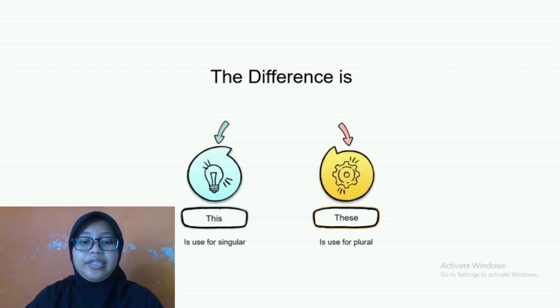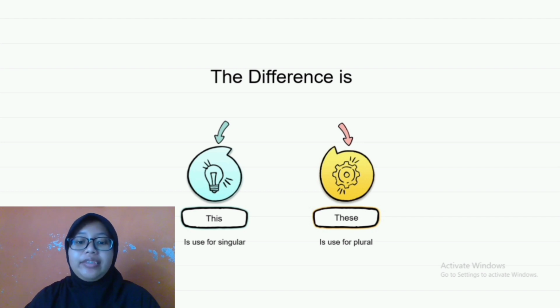Same with the word that, the word this is used for a singular noun. Examples: this is my chair. This is my bag. This is my friend. This is my sister. When you use the word this, you don't need to put an s on the back of the noun. And the to be that is used is was and is.